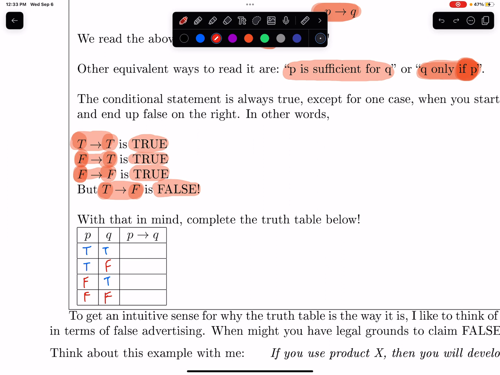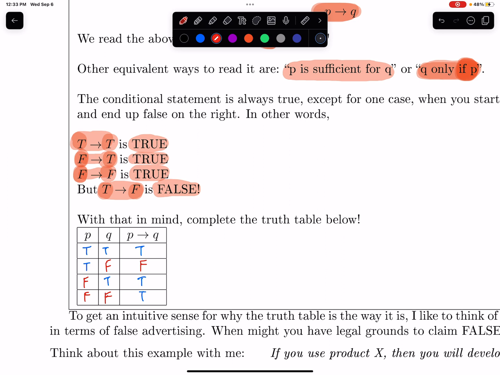Okay, now, looking at this, when is my conditional statement true? As long as I start off true and end up true, or I start off false. And if I start off false, it doesn't matter what happens. I consider the conditional statement to be true. So what's the one time it's false? The one time it's false is if the left side of the arrow is true and the right side of the arrow is false. That's the one time it's false.